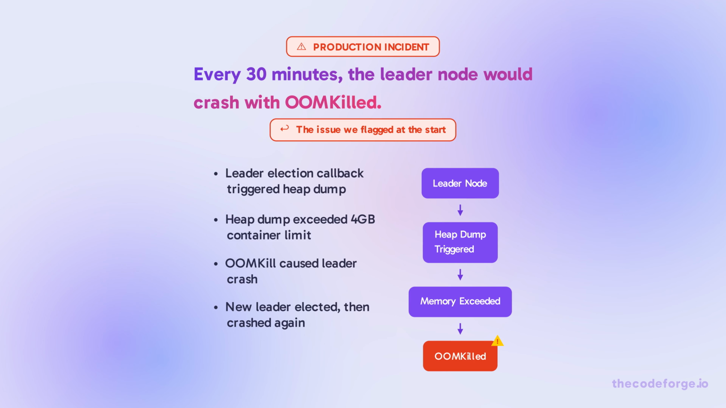This is the same issue we highlighted at the start. Here's exactly why that happened. The leader node was running a ZooKeeper ephemeral-node watcher that triggered a full heap dump on leader election. The heap dump exceeded the 4 GB container memory limit, causing OOMKilled. A new leader would be elected, then crash again. Writes were down for 2 minutes each cycle.